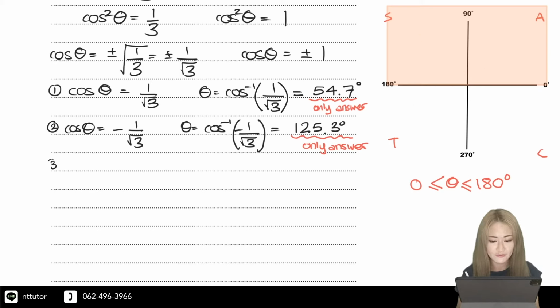Then we can do the same for cos theta equals 1. So theta equals inverse cos of 1, which equals 0. So 0 corresponds to this line on the unit circle. And therefore, that's the only answer, because the other answers wouldn't be in the domain.